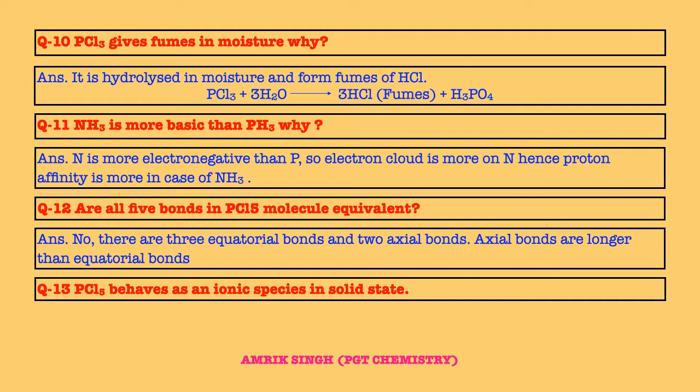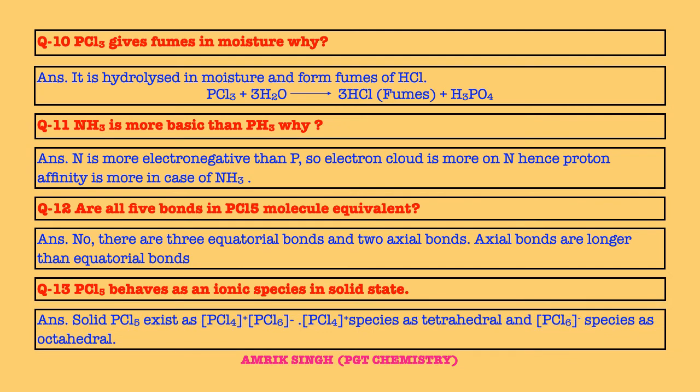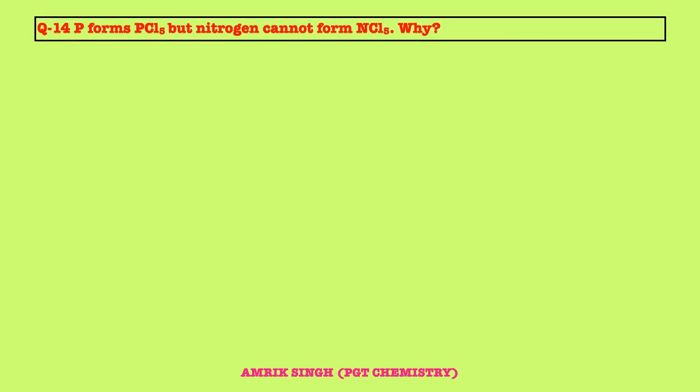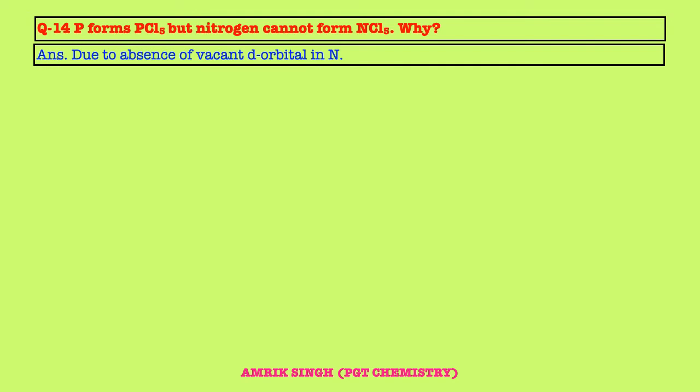Question number 13. PCl5 behaves as an ionic species in solid state. Yes, solid PCl5 exists as PCl4 positive and PCl6 negative. PCl4 positive species exists as tetrahedral and PCl6 negative species as octahedral. Now, question number 14. P forms PCl5 but nitrogen cannot form NCl5. Why? Again, the answer is due to absence of d orbital in N.